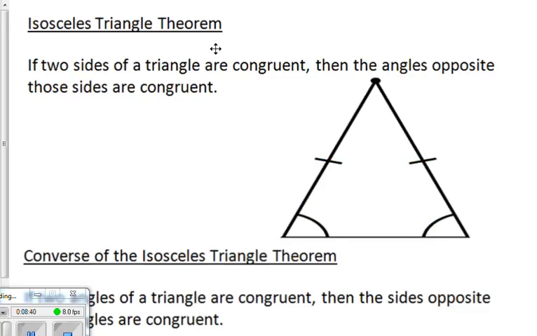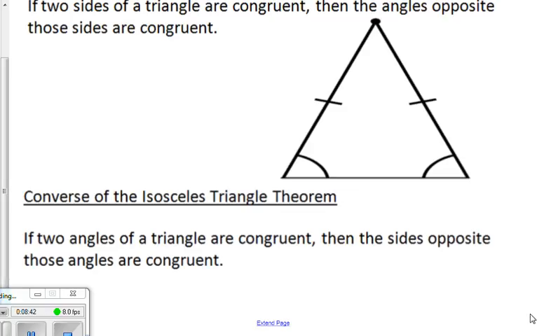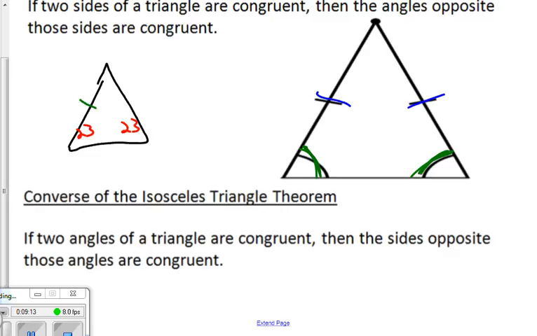Now we also learned about converses before. Not all converses are true, but in this case, the converse of the isosceles triangle theorem is also true. Okay, and it says if 2 angles of a triangle are congruent, then the sides opposite are congruent. So if I know that this is the same measure as this, then again, I know for sure this one has to be this one. So as an example, if I gave you this triangle and I said that this was 23 degrees and this was 23 degrees, then you would know this side has to be the same as this side every single time.